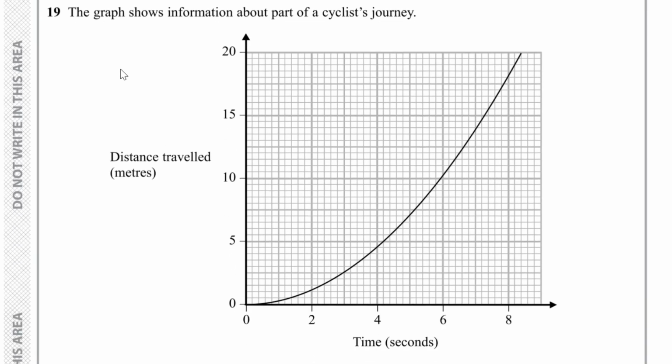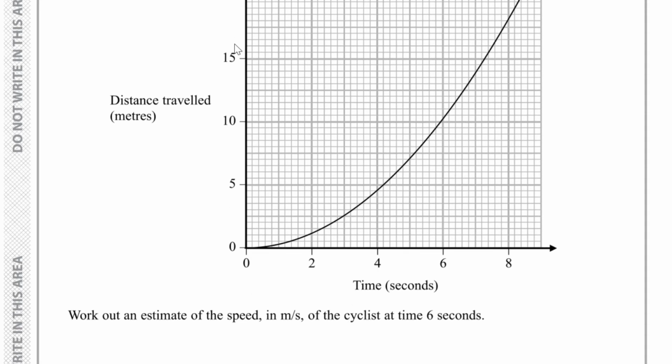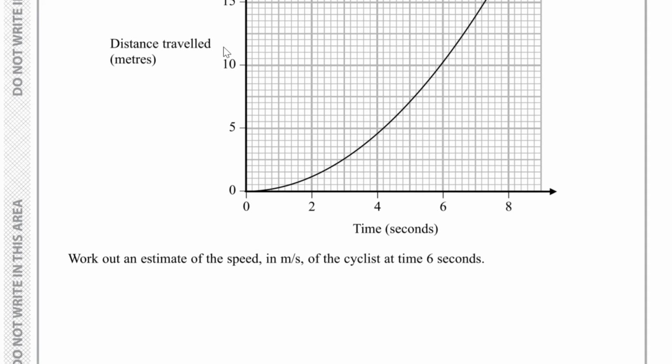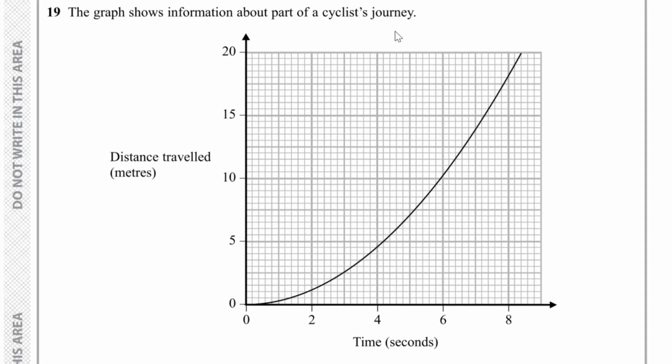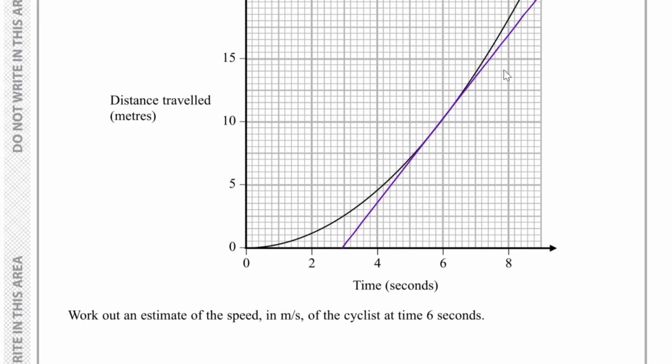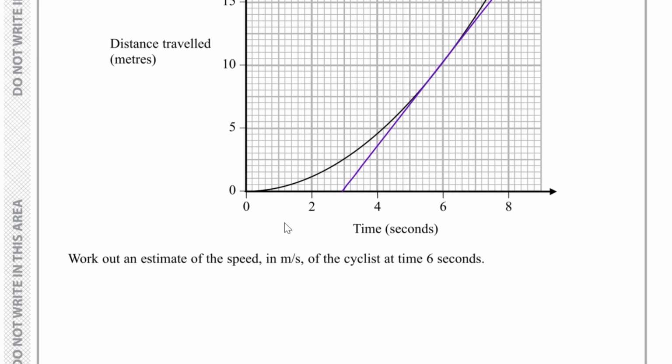Question 19. The graph shows information about part of a cyclist's journey, and we have to work out an estimate for the speed in meters per second of the cyclist at time 6 seconds. So to do this question, we need to draw a tangent to the curve at t equals 6. And if we draw a tangent, we have something looking like this, okay? Now why is that important? Because if we find out the gradient of the tangent, that'll give us an estimate for the speed.